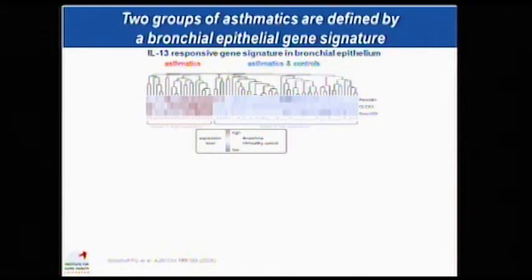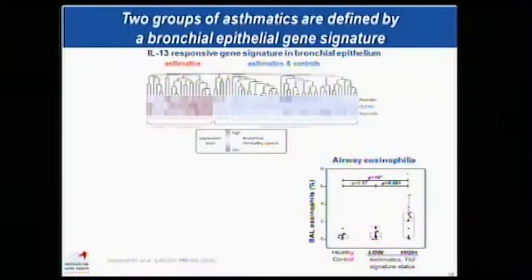What was interesting, though, was that this wasn't elevated in everyone with asthma. It was elevated in about 50% of the patients. So these are the positive patients, but a significant number of asthmatics here are negative. So about 50% of patients appear to have this Th2-related gene signature.